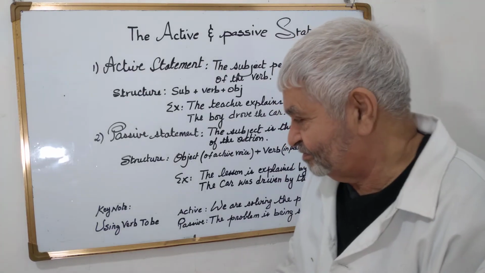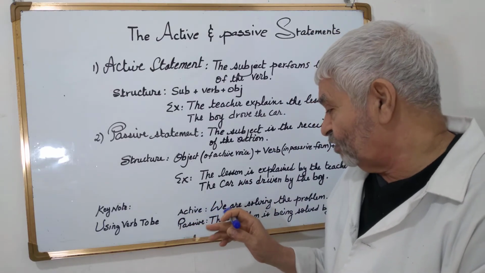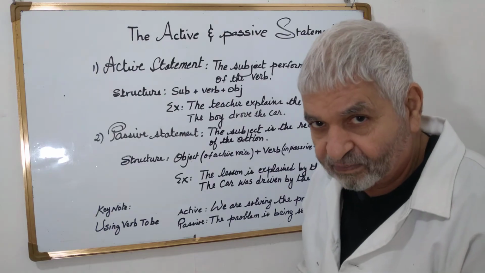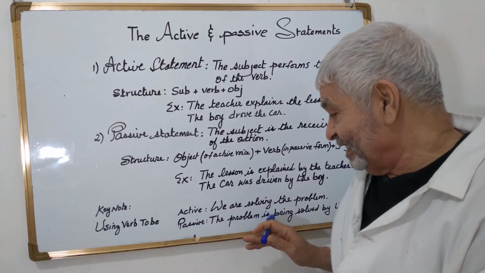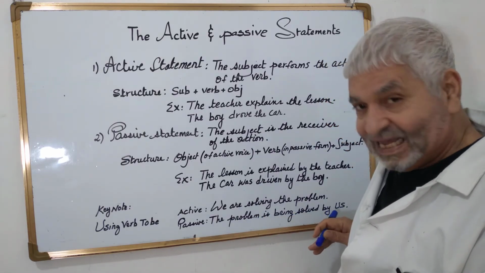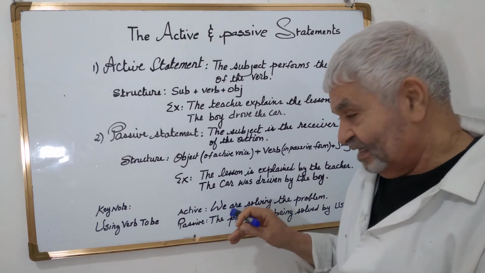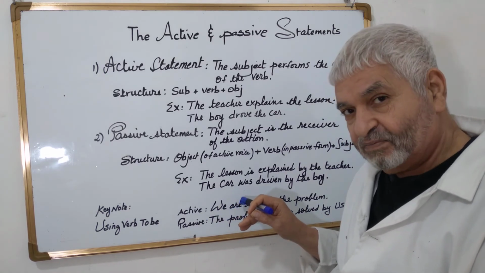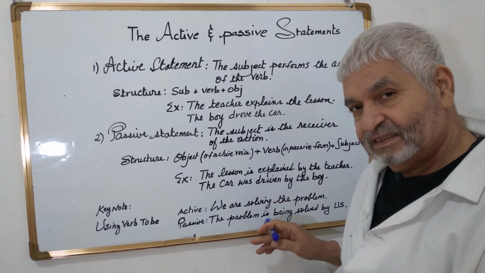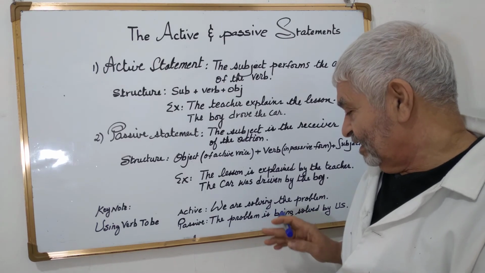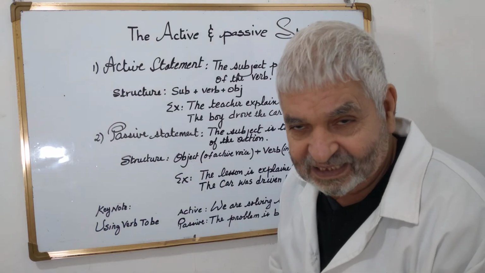Now there's a keynote. When we use the verb to be in an active one, we say, like, we are solving the problem. And in the passive we say the problem is being solved by us. Well, because we are using here the statement in the simple present tense, that's why we use is. And being is the present participle of the verb to be.